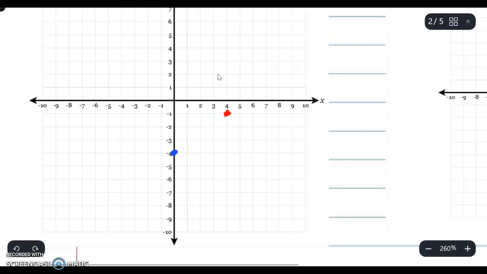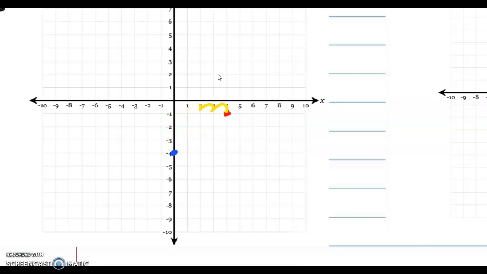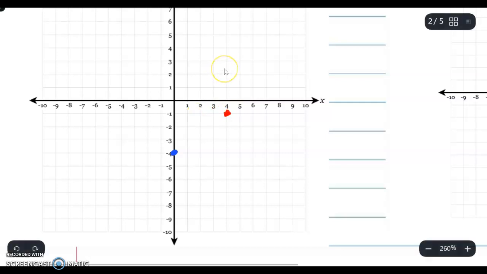Okay, so I'm going to show you that again. That's 1, 2, 3, and then over 1, 2, 3, 4. Alright, and my final step is to just draw a line. Put arrows on both ends to show the line continues on and on.